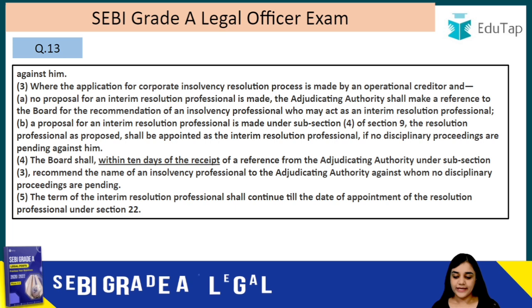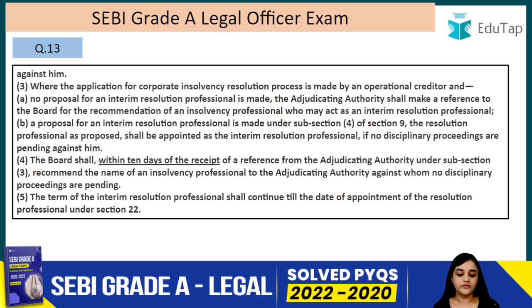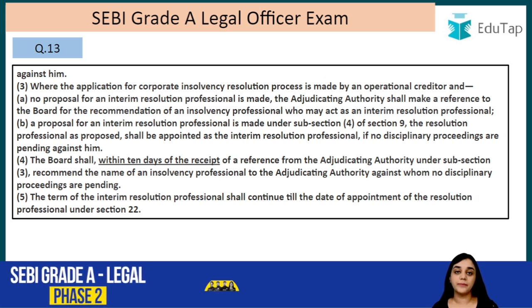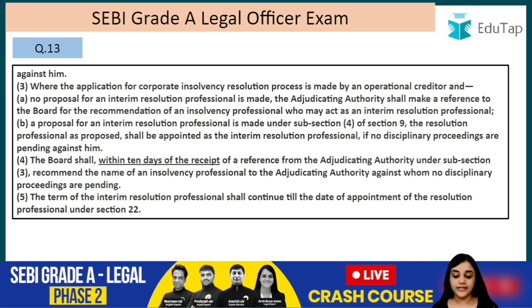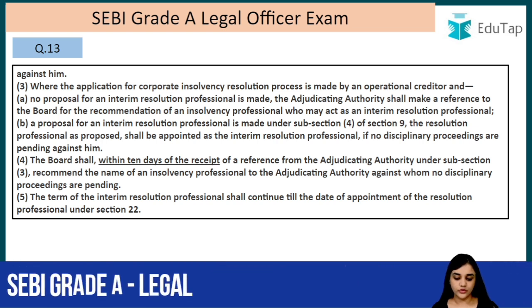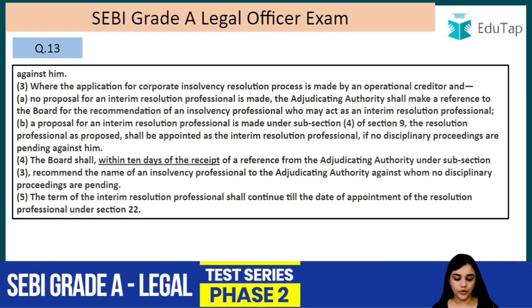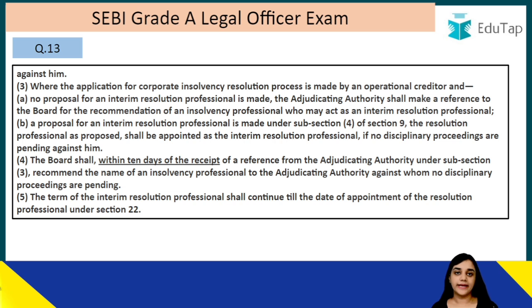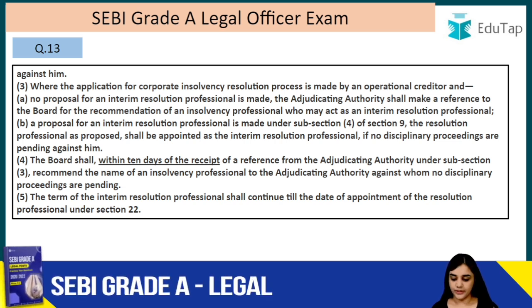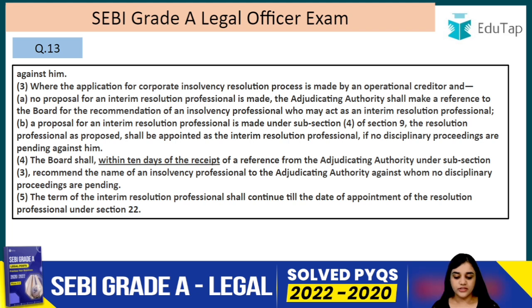A proposal for an interim resolution professional is made under subsection 4 of section 9. The creditor has given you the name. The resolution professional as proposed shall be appointed as the interim resolution professional if no disciplinary proceedings are pending against him. The board shall, within 10 days of the receipt of the reference from the adjudicating authority under subsection 3, recommend the name of the insolvency resolution professional to the adjudicating authority against whom no disciplinary proceedings are pending. So the board within 10 days is going to recommend the name for the IRP. The term of the interim resolution professional shall continue till the date of the appointment of the resolution professional under section 22.